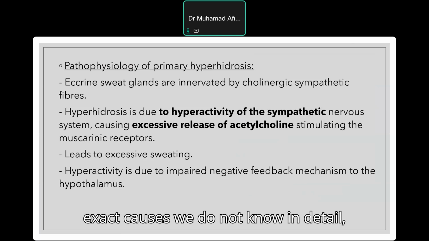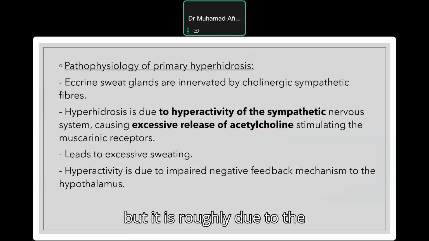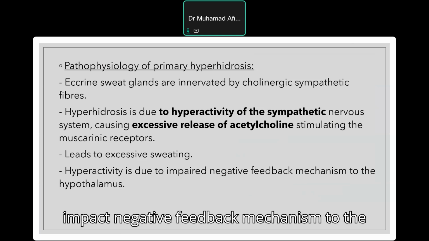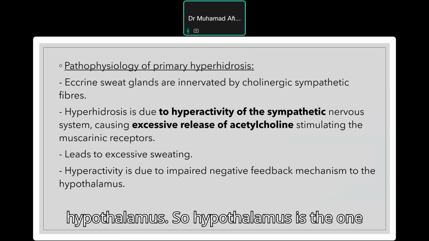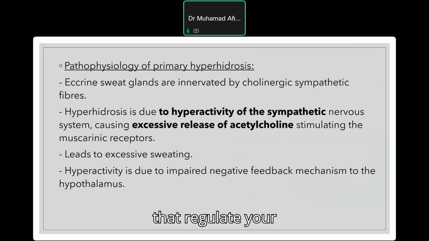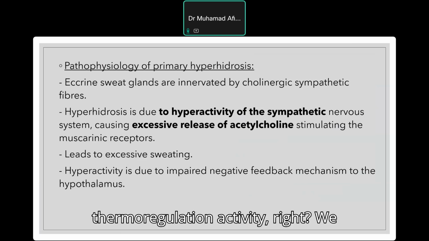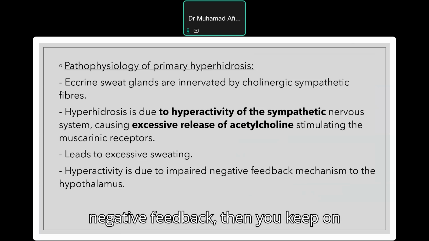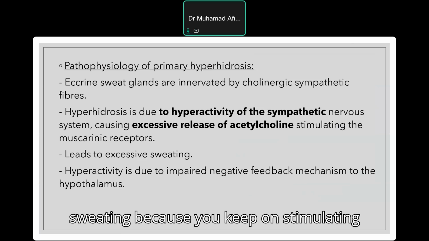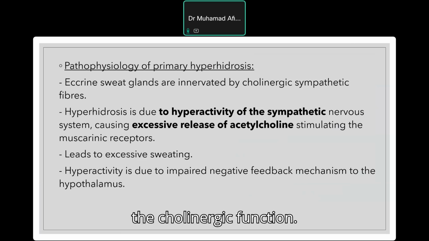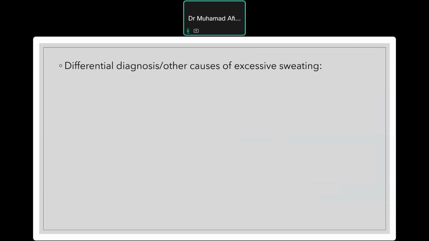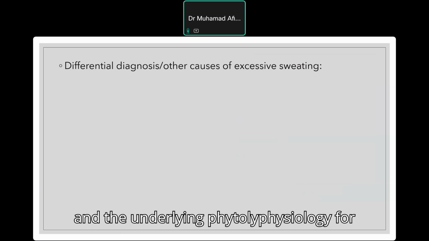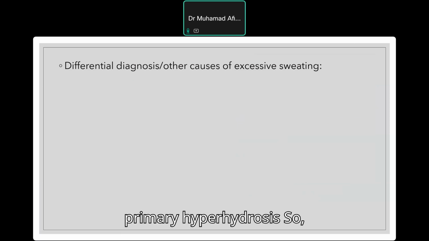So the exact causes we do not know in detail, but it is roughly due to an impaired negative feedback mechanism to the hypothalamus. So the hypothalamus is the one that regulates your thermoregulation activity, right? We discussed before. So when you do not have negative feedback, then you keep on sweating because you keep on stimulating the cholinergic function. So those are the criteria and the underlying pathophysiology for primary hyperhidrosis.